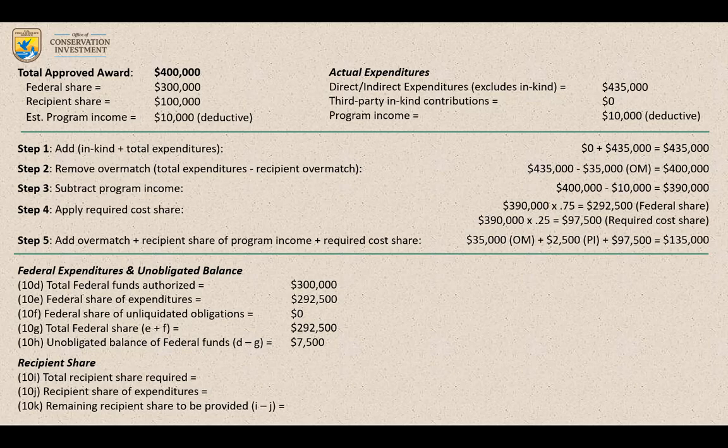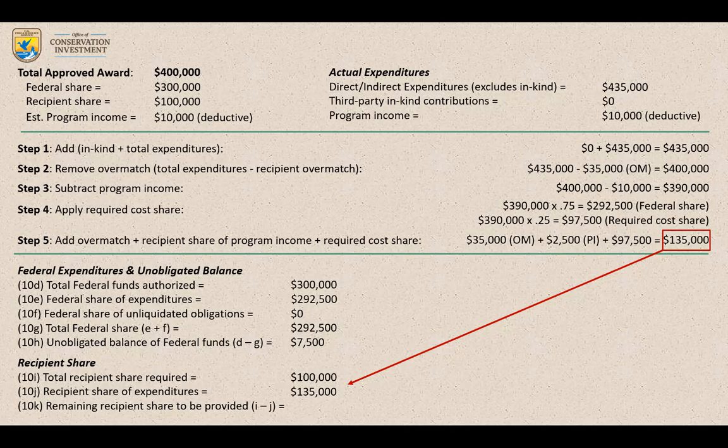For 10I, the recipient identifies the total recipient share required. This amount is $100,000 and comes from Field 11N on the Grant Solutions Notice of Award. Field 10J represents the recipient share of the expenditures. This amount is $135,000 and comes from Step 5 where the recipient added the overmatch and recipient share of program income earned to the recipient share amount calculated in Step 4.